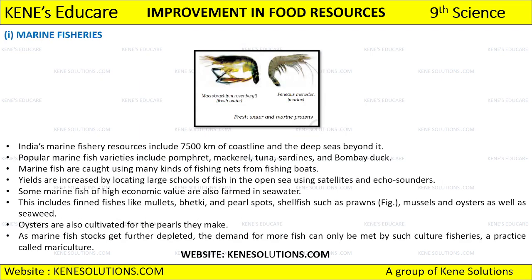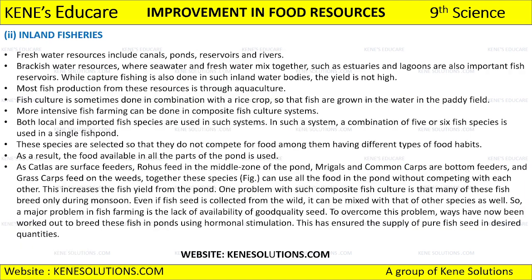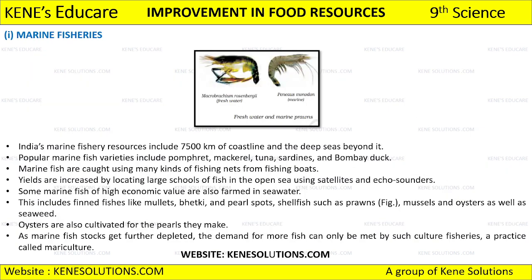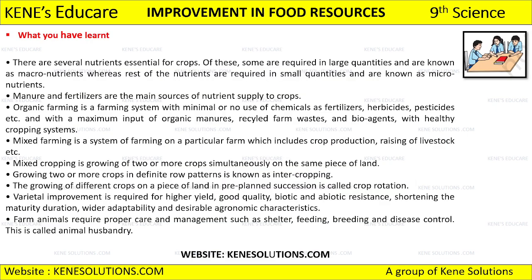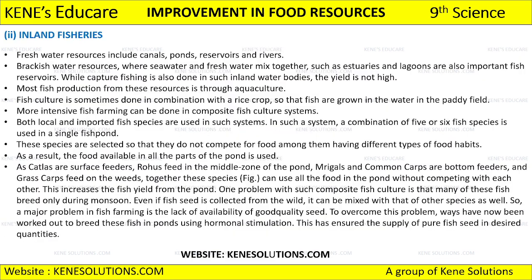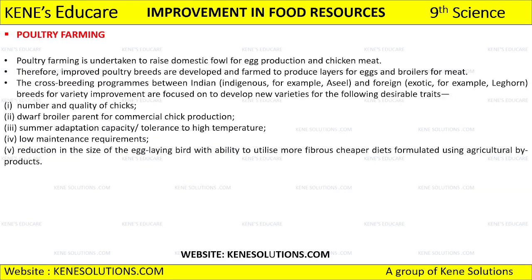Then we have fish production, under which we have marine fisheries, because the waters are different, so the aquatic fishes that we have are also different. So we have marine fisheries, then inland fisheries, and beekeeping, which is the last part of the lesson, right? So maybe I'll need one more part to complete the lesson.